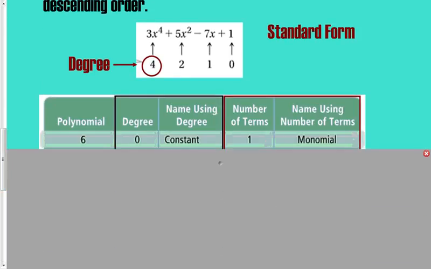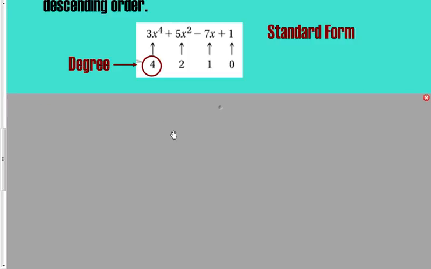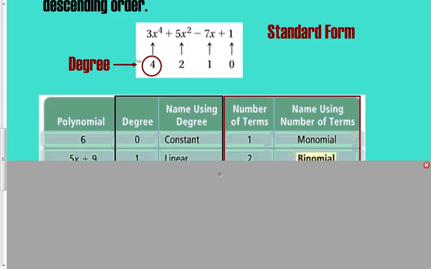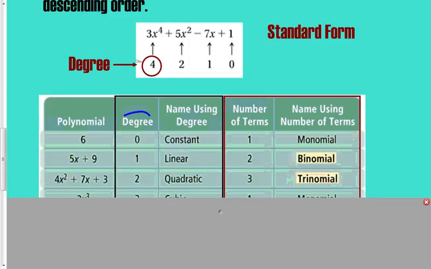So, when we're classifying polynomials, we go by two things. We look for the degree, and we look for the number of terms. So, the degree is based on, we just talked about finding the degree of it. It has to do with the biggest monomial. It also has to do with the number of terms.